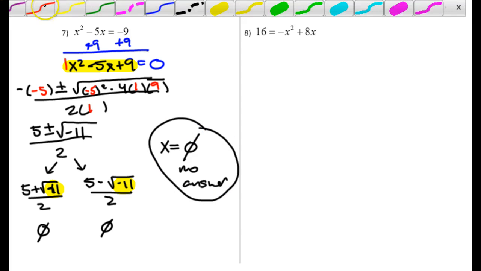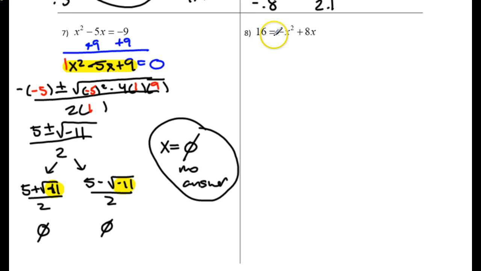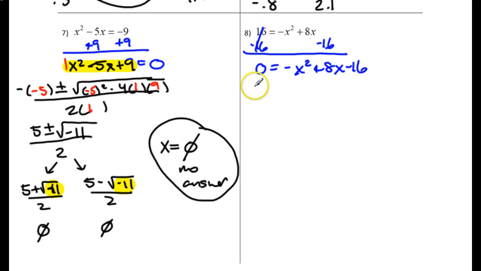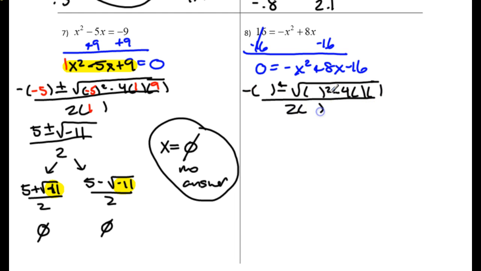Alright, last example here. Now we've got 16 equals negative x squared plus 8x. I'm just going to move the 16, so it's only one step, by doing minus 16. My equation is now 0 equals negative x squared plus 8x minus 16. Now let's go into our quadratic formula and plug in our a's, b's, and c's. Negative b plus or minus the square root of b squared minus 4ac, all over 2 times a.